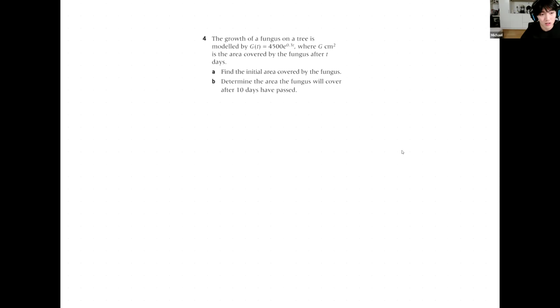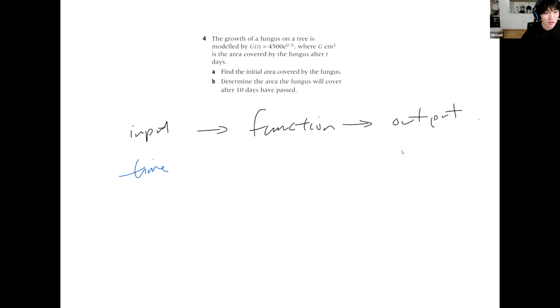Remember, a function takes the input and gives you an output. In our case right here, the input is time, time after t days. Input is t. And our output is g, the area, in centimeters squared.